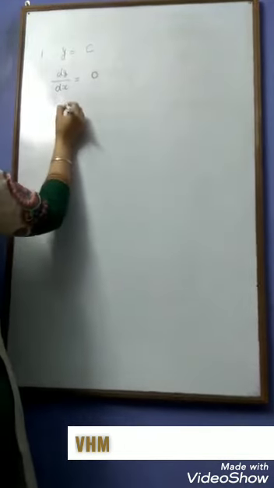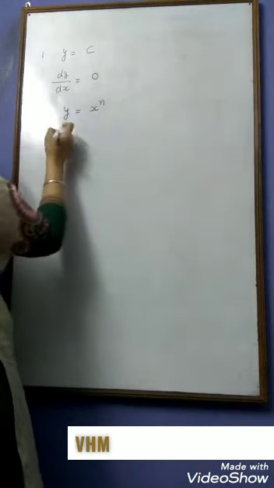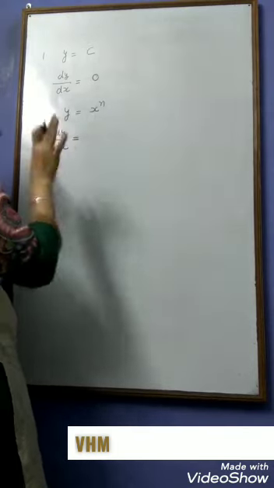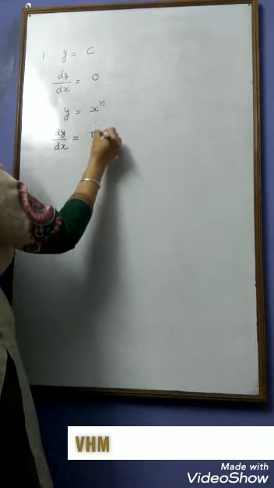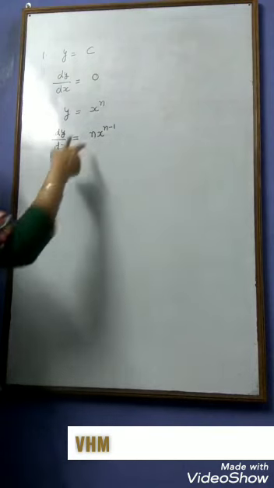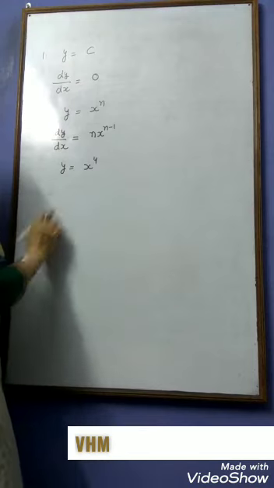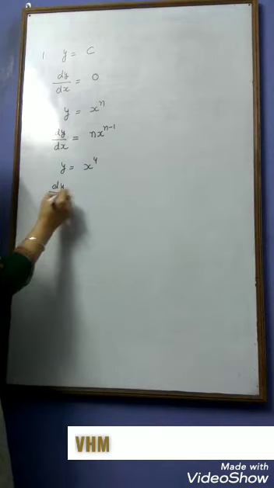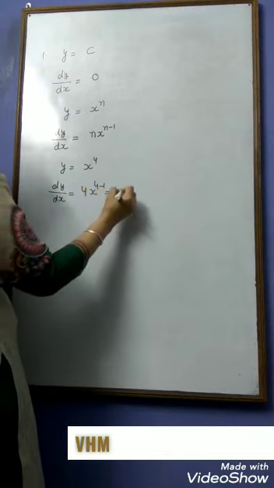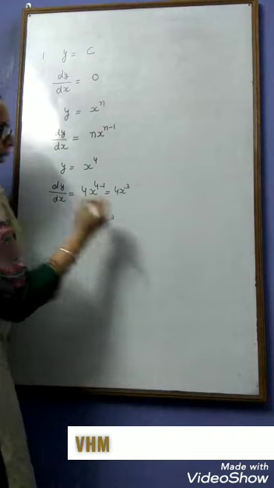Now the second, this is the basic formula for differentiation, x to the power n. When we differentiate it, dy upon dx, this is the formula, and you have to remember this formula, n x to the power n minus 1. This is the derivative. For example, we have y is equal to x to the power 4. How do we differentiate it? Dy upon dx means 4x to the power 4 minus 1, 4x cube.